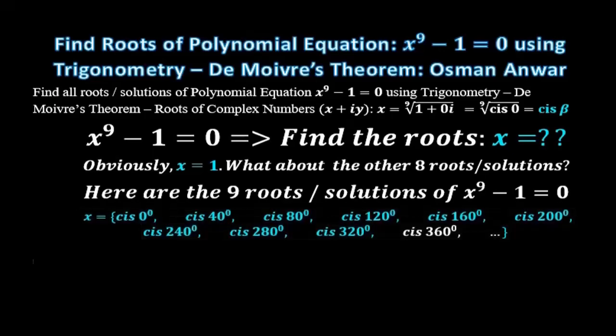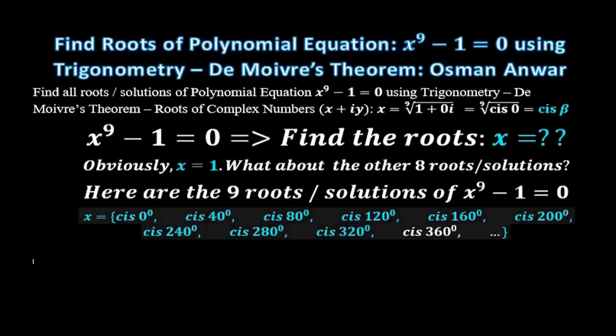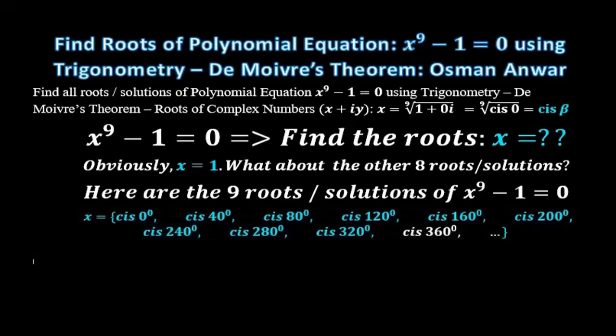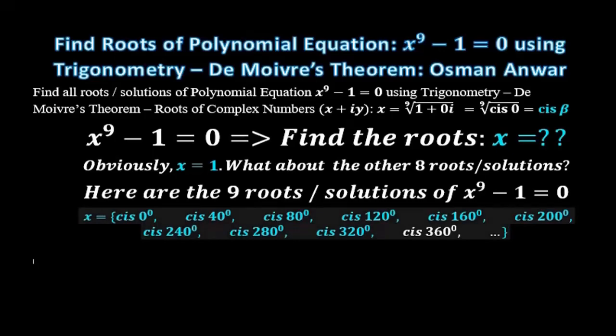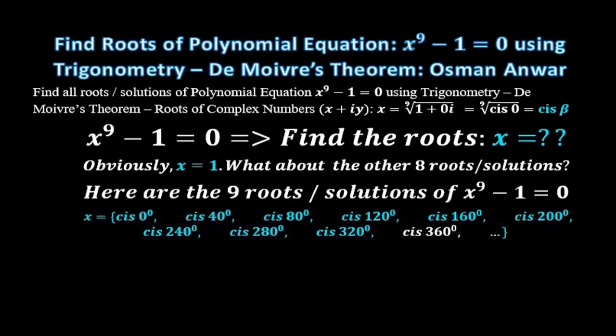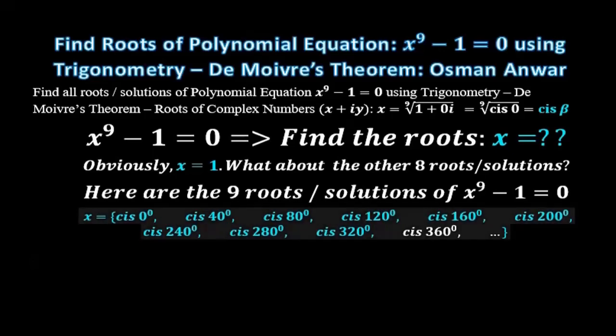Then the next one will be cis 440 degree. 440 degree minus 360 is 80 degree. That means cis 440 degree is the same as cis 80, and so on. This continues to infinity. Basically, these are the 9 roots. Then you circle around for infinity to get all the other infinity roots, which are the same ones. They go from cis 0 degree to cis 320 degree. 9 of them.